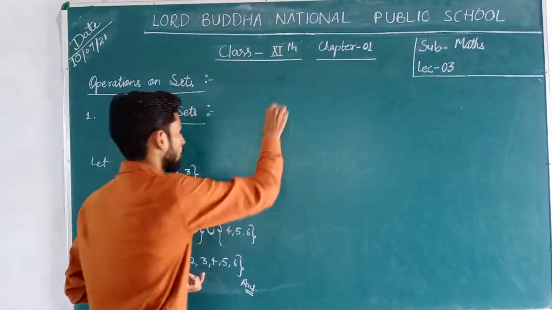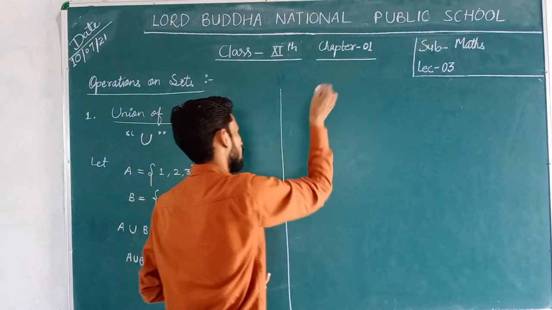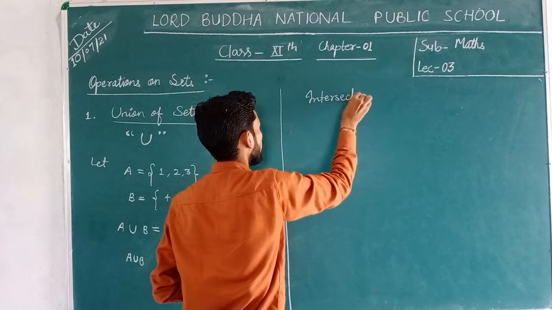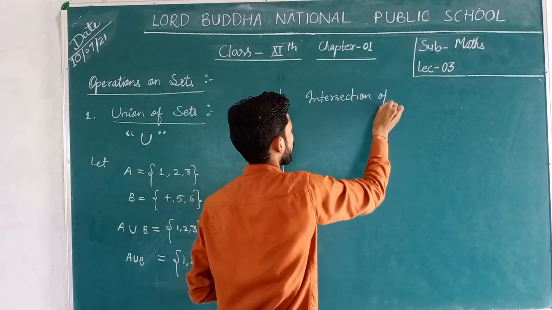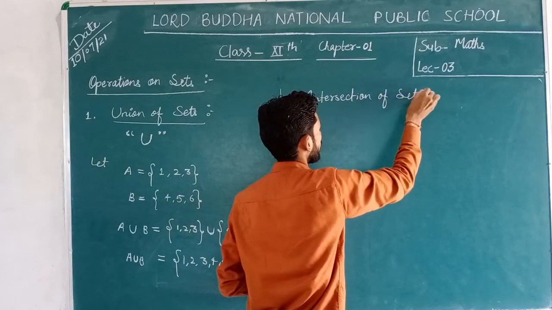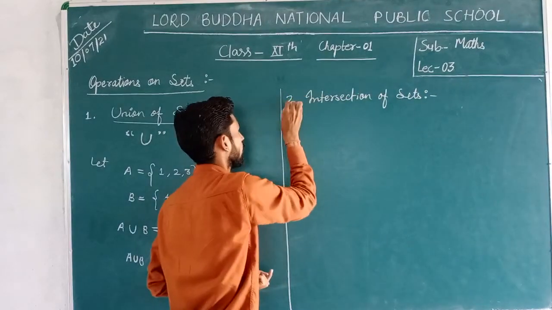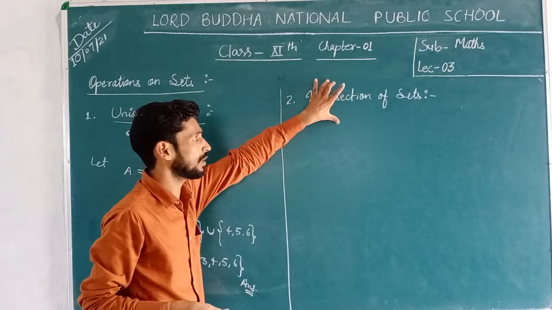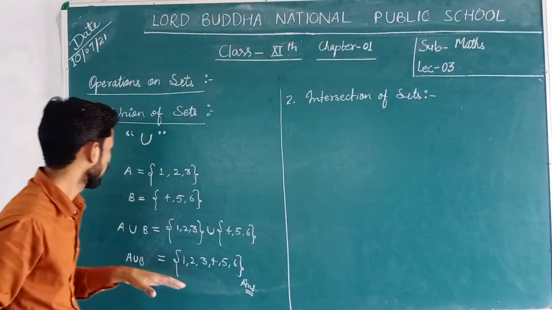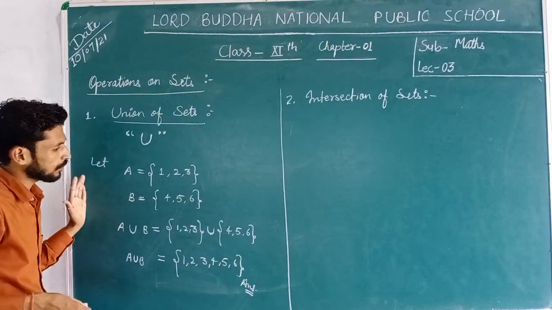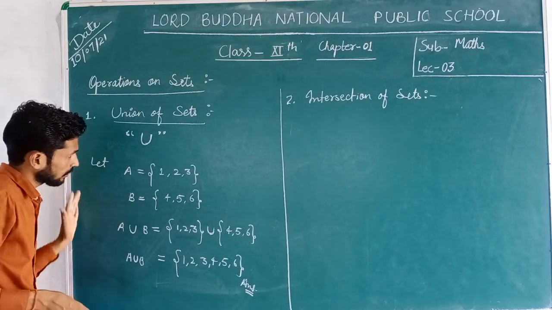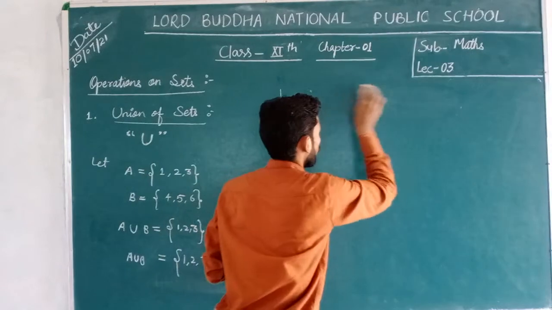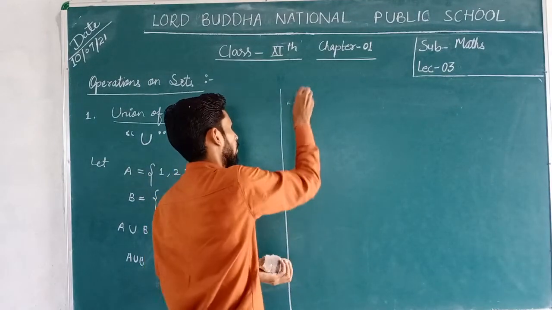And next is intersection of sets. That is the second method. Before discussing this topic, we are going to write the properties of the union of sets. So first, properties.